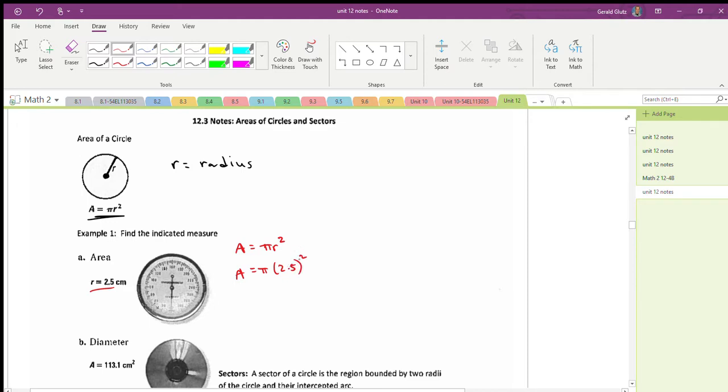Remember, exponents come first, so 2.5 times 2.5 would be 6.25. So the area of this circle would be 6.25 pi. And area is always in square units, so square centimeters. Unless I say write it as a decimal, I'm usually okay if you just leave it in terms of pi like this. Leaving it in terms of pi just means you can write 6.25 times pi instead of actually putting that into your calculator.